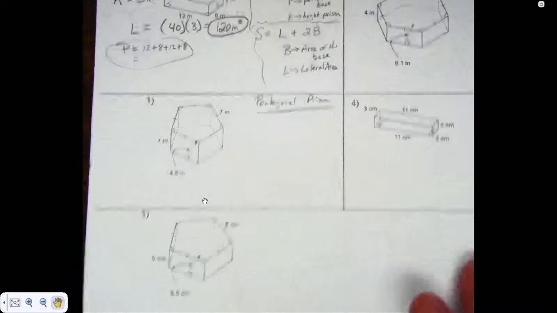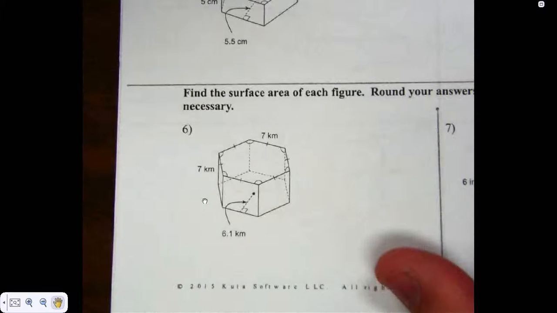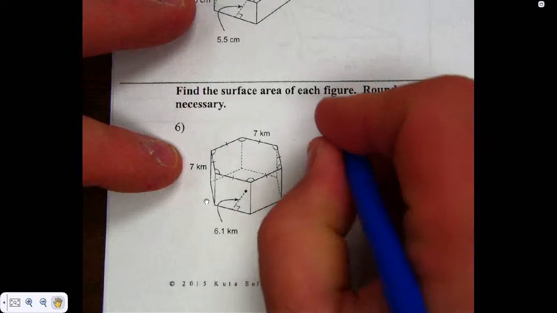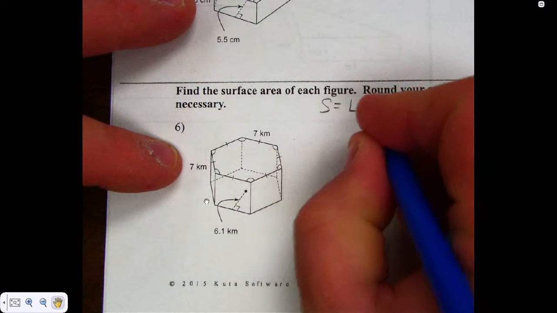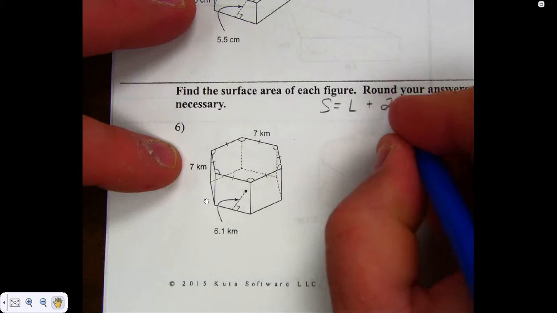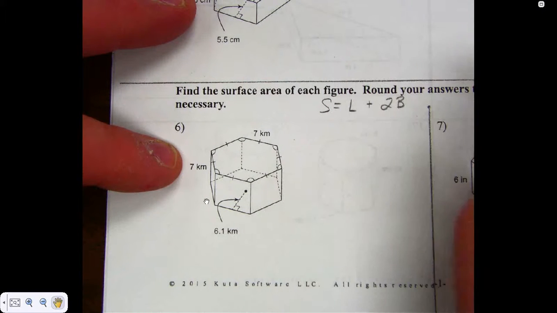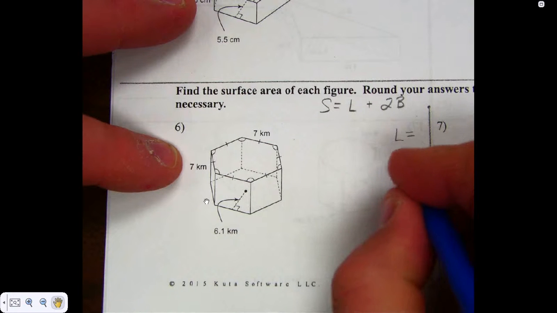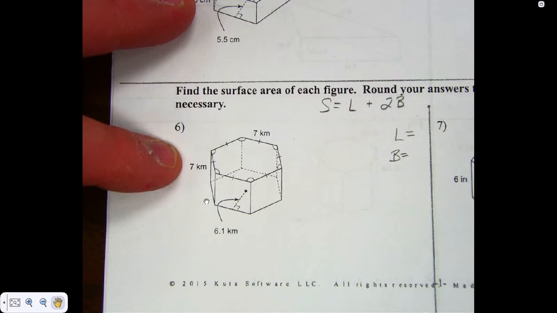Let's go down to number 6 now, where they ask you to find what? A surface area. So to find the surface area, I've got to find what? The lateral area plus 2 times the area of the what? So I need to find L, and I need to find B. Would everyone agree? Yes.